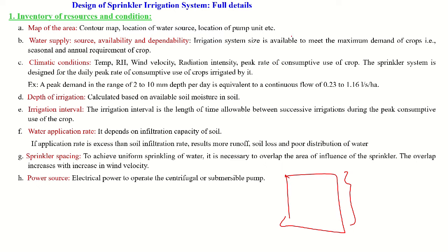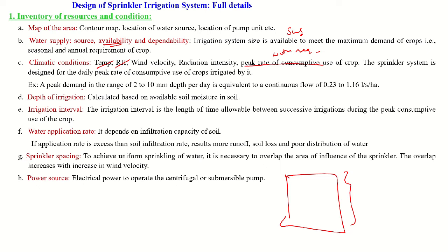That means which type of water source you are using, surface or groundwater, and availability means how frequently, and the maximum water requirement of your crop. Whether you are applying the water annually or seasonally, to meet the maximum demand of the crop, like the climate conditions such as temperature, wind, relative humidity, radiation, and peak rate of consumptive use, which means simply the water requirement of your crop. So these factors we also need to take into consideration.